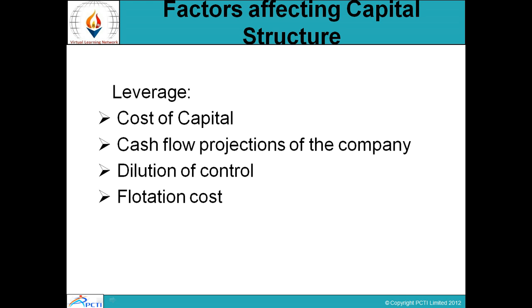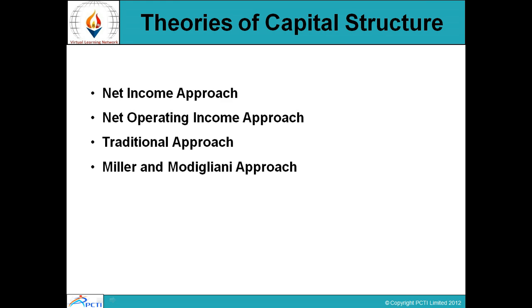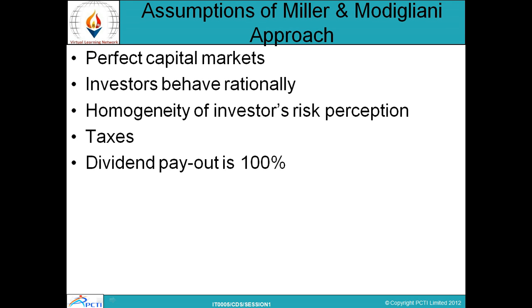Now what are the factors affecting the capital structure? First is leverages. Under that we covered the cost of capital, cash flow projection of the company, dilution of control, and flotation cost. Then we discussed theories of capital structure. The first is the net income approach, second is the net operating income approach, third is the traditional approach, and last but not least is the Miller and Modigliani approach, also called the M&M approach. Now we discussed the assumptions of the Miller and Modigliani approach. The first is a perfect capital market. Investors behave rationally. Third is homogeneity of investor risk perception. The fourth is tax. Fifth is dividend payout is 100%.